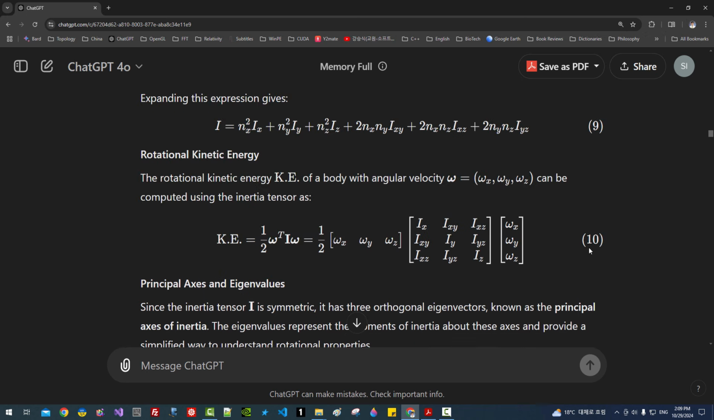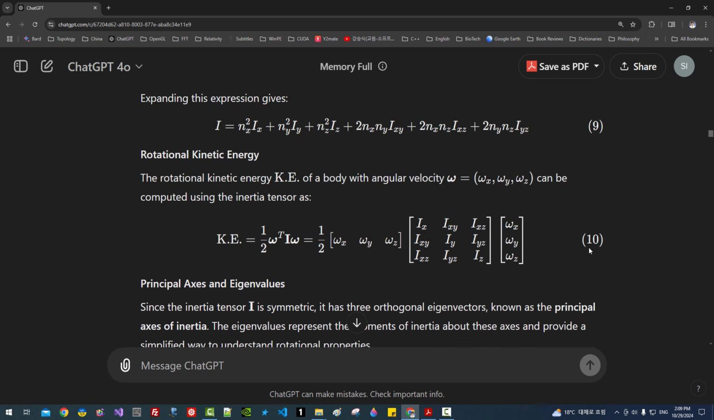Step 3. Constructing the inertia tensor. Now that we have the expressions for the moments of inertia and the products of inertia, we can organize them into the inertia tensor matrix, I. I equals the matrix with rows Ix, Ixy, Ixz; Ixy, Iy, Iyz; Ixz, Iyz, Iz. Equation 1.